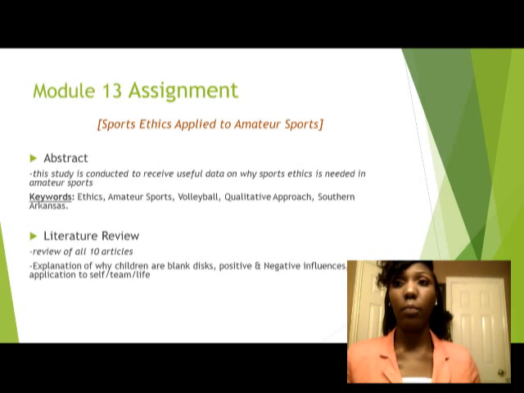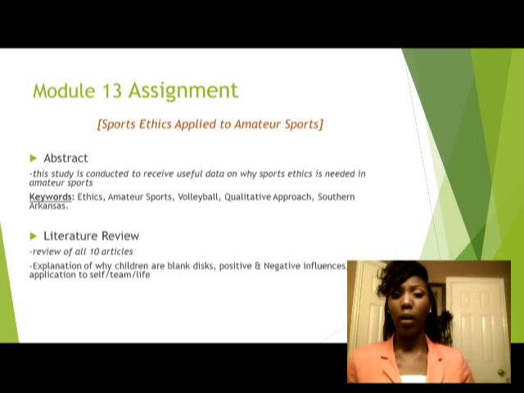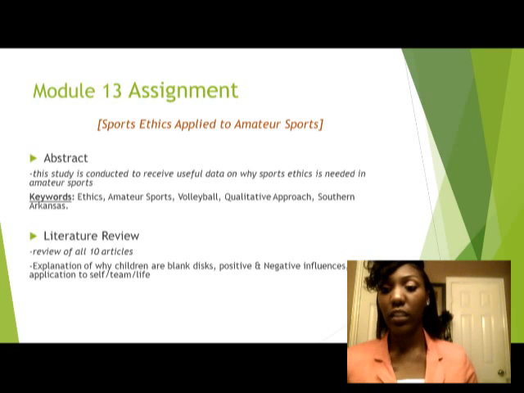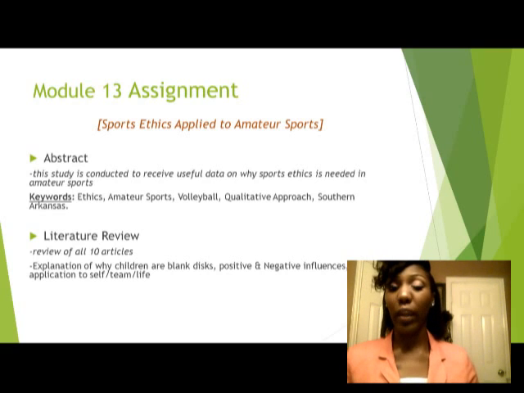If I were to conclude this paper, and if it were to be published for other peers of mine to use as a resource, they could search keywords like ethics, amateur sports, volleyball, qualitative approach, or Southern Arkansas. Moving on to my literature review, I had about 6 or 7 pages formulating the 10 articles that I chose that pertain to the topic of sports ethics applied to amateur sports, and it was an accumulation of the explanation of why children are blank slates and how positive and negative influences can impact how they use ethical values on themselves, on their teammates, and later on in life.